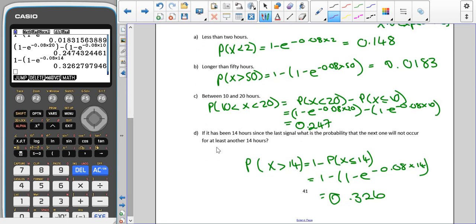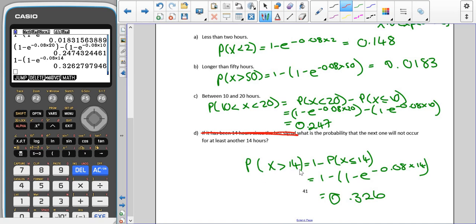Now for part D this time, it says if it has been 14 hours since the last signal. Now, like I said before, because the exponential distribution has no memory, that means that that bit there we can just ignore. Okay, that doesn't make a difference to what we're going to be calculating next. What is the probability that the next one will not occur for at least another 14 hours?